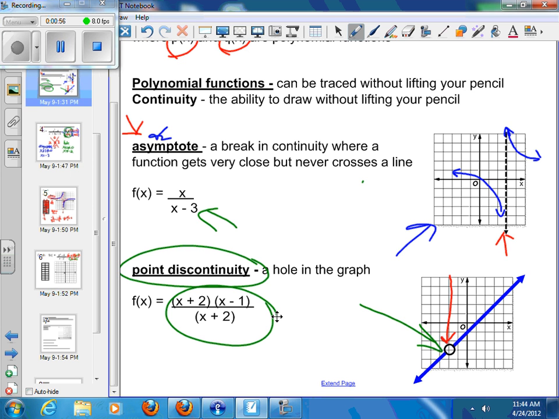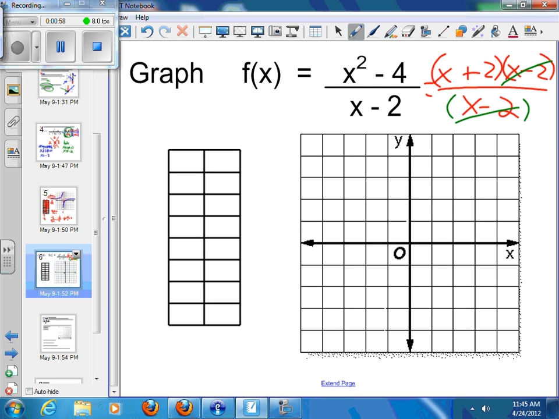So we're looking for our hole. And our hole will happen when x minus 2 is equal to 0, because you can't have a 0 in the denominator. So x equals 2 is our hole. So x equals 2. So somewhere in here, we will have a hole.